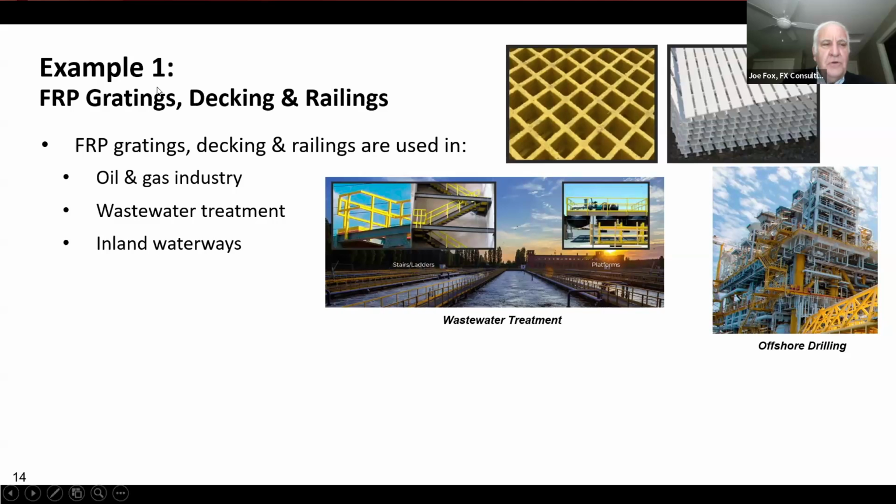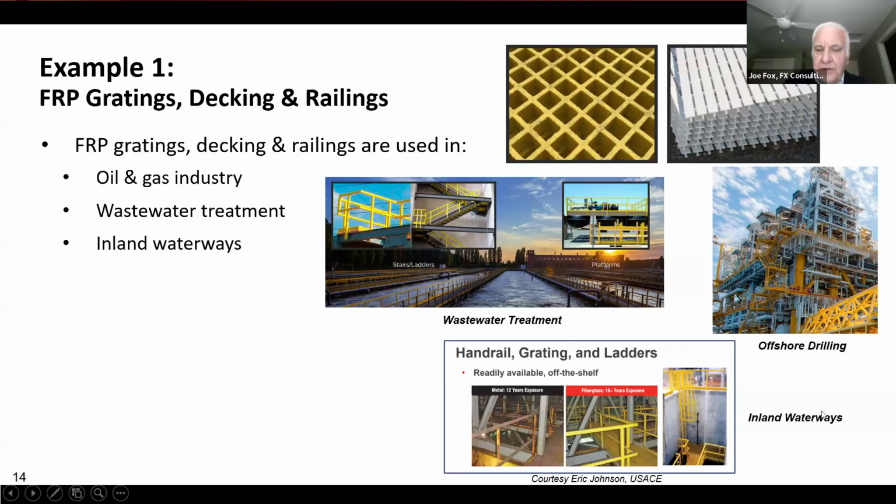Example number 1 has to do with gratings. They're also used in decking and railings. Materials like this, which are produced by companies like Amoco Seasafe and Strongwell here in the United States. These gratings, deckings, and railings are used in things like the oil and gas industry for offshore drilling. They're used in wastewater treatment, and they're used in inland waterways for things like handrails, gratings, and ladders.